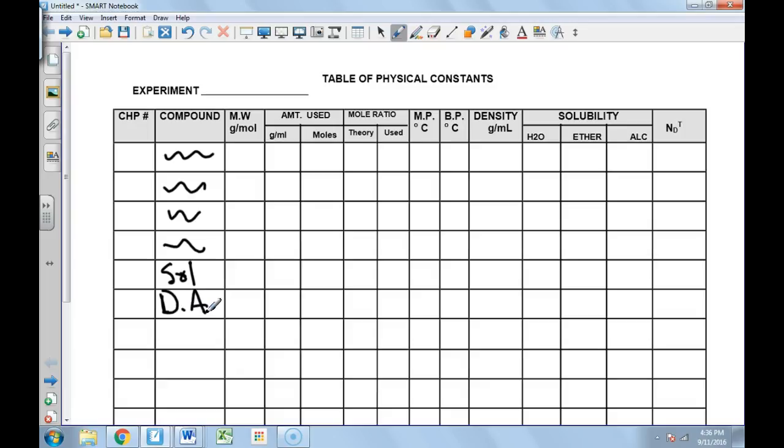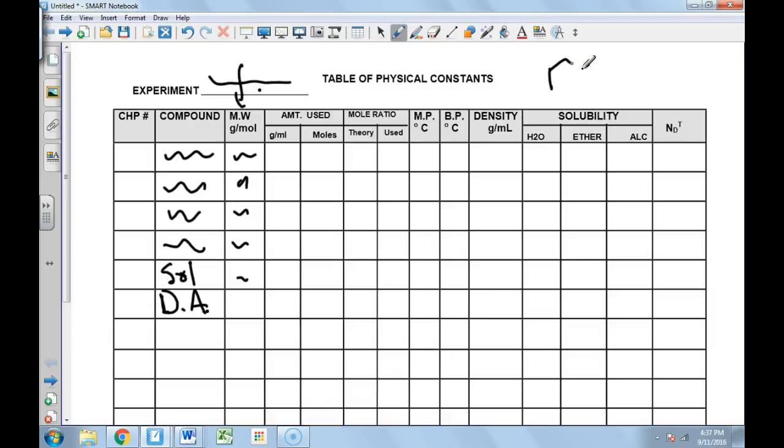Now for lab 1, the simple distillation of three mixtures, you're going to have 6 compounds here. You're going to fill in the experiment up here. Okay, and so you've now gone through and put all the compounds here. What you're going to do is you're either going to calculate or look up the molar weight for each of the compounds. So that's something you're going to look up for each of the compounds, or again calculate.